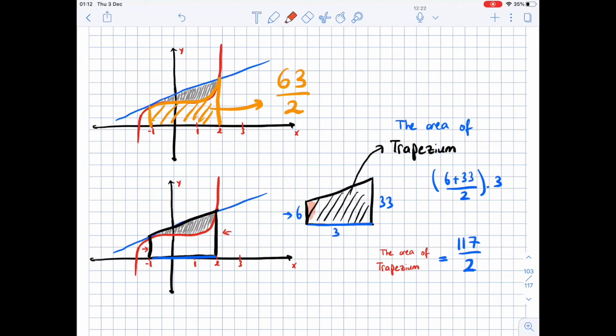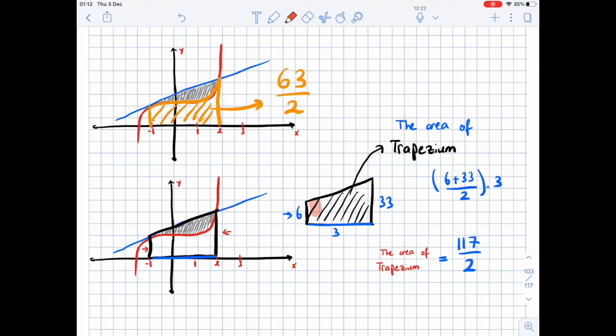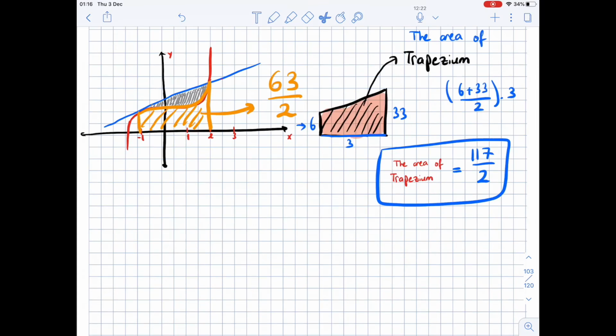After that, we find the area of the trapezium, which is 117 divided by 2. So this is the area of the trapezium, and we know the area below the curve, which comes from the integral. It is 63 divided by 2. We find the area of the trapezium first. Second, we find the area coming from the integral, which is 63 divided by 2. Finally, we just take away the result of the integral from the area of the trapezium.